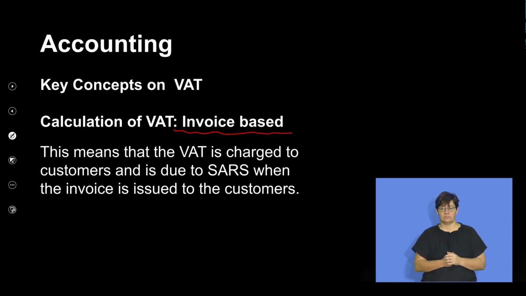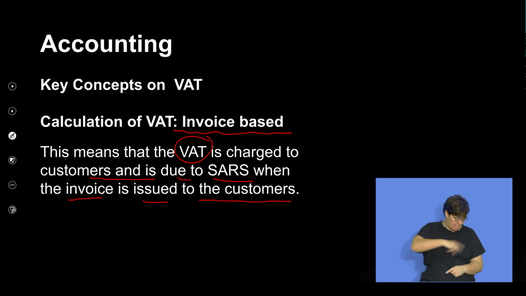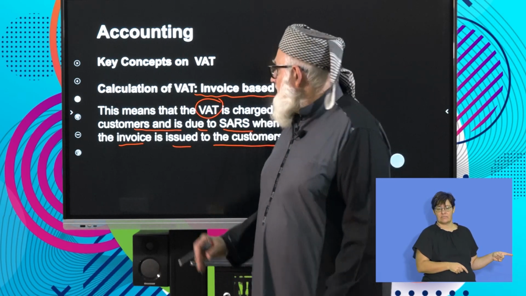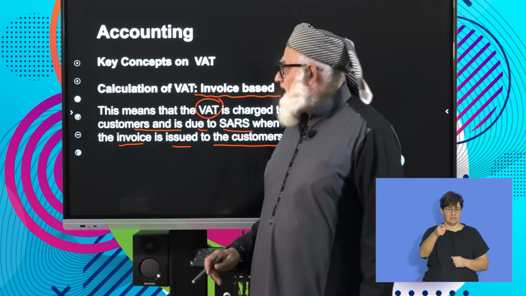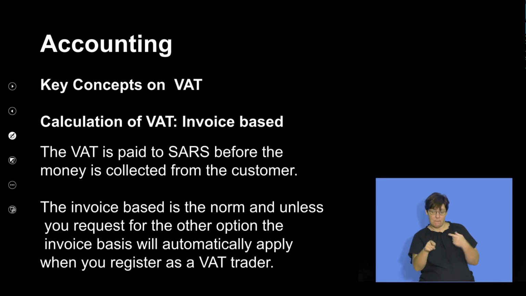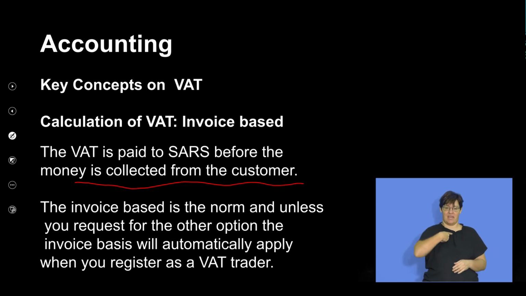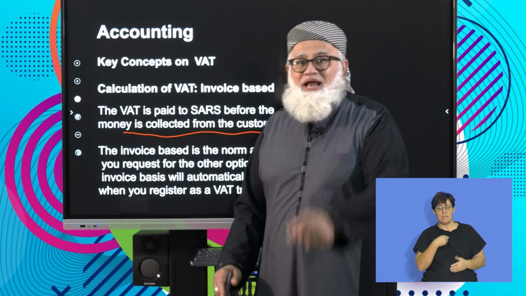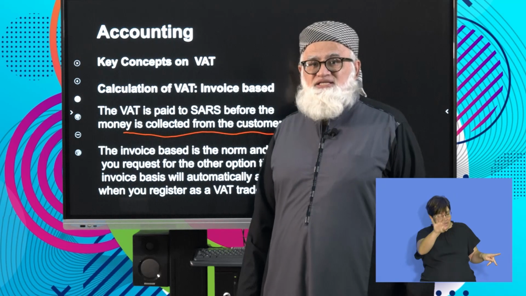This is what we mean by the invoice based. It means that the VAT is charged to customers and is due to SARS when the invoice is issued to the customer. Can you see that? The difference is the moment the transaction takes place, in other words, that's the time when the VAT is charged to the consumer and it is then due to SARS. The VAT is paid to SARS before the money is collected from the customer. So although you had a credit transaction, you are liable to pay SARS, although you as a business haven't received the money from your customer as yet.